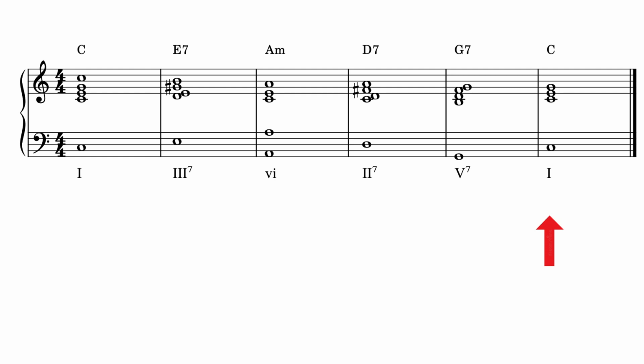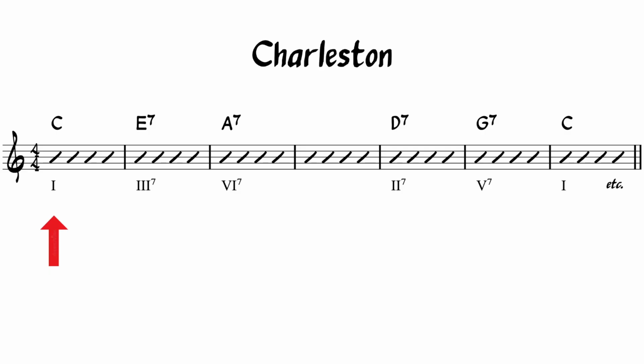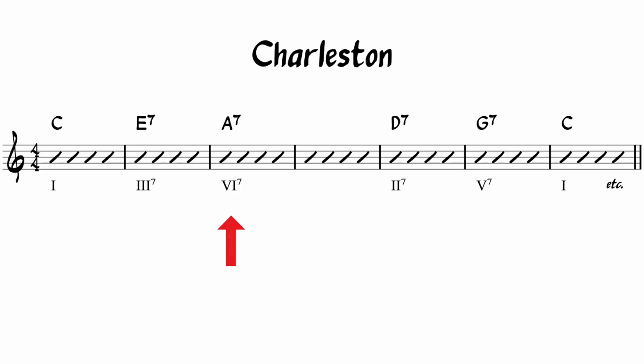There's a super famous song called Charleston. It starts out, there is our secondary dominant built on the 3rd note of the C major scale, and it leads directly to another secondary dominant. It leads to D7 and then back to C.